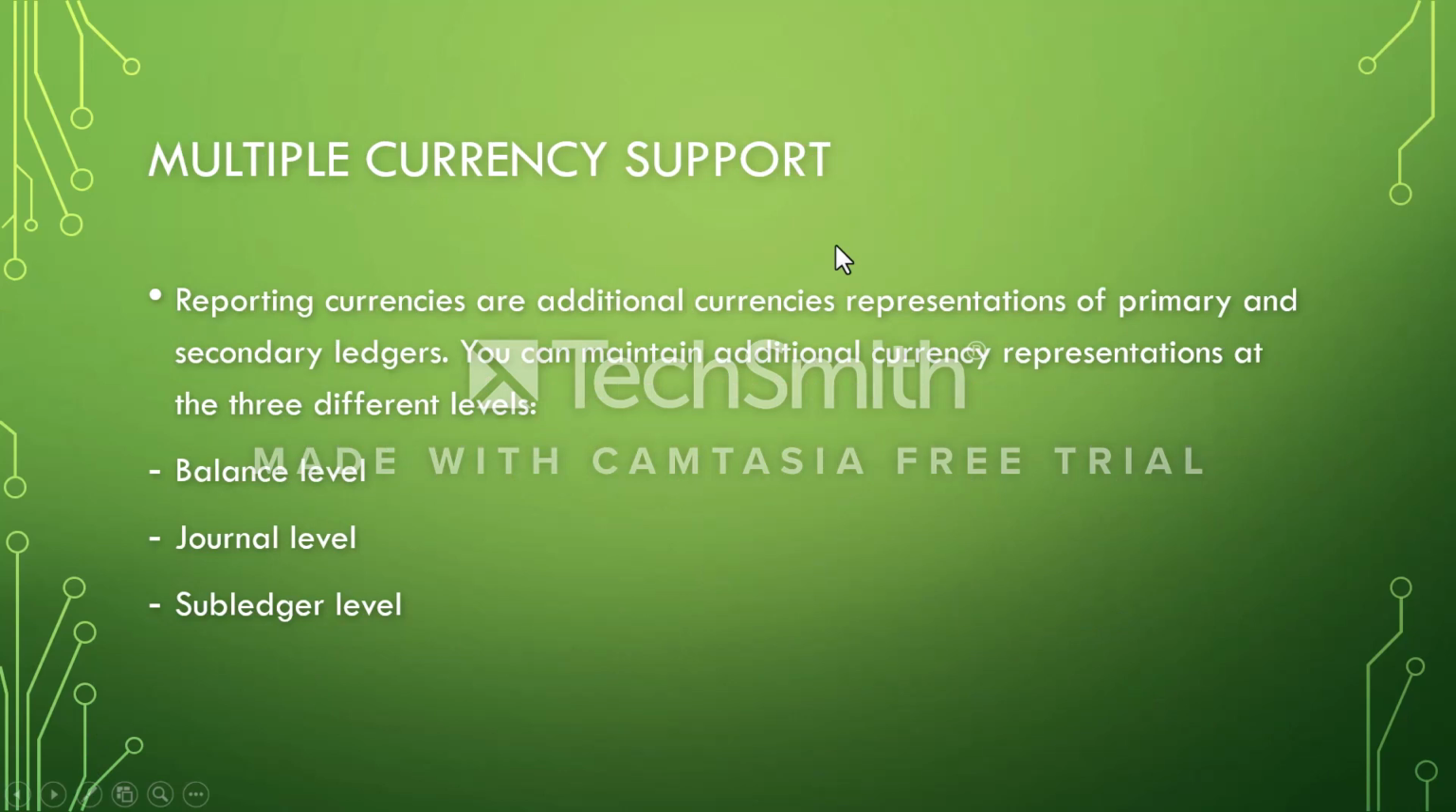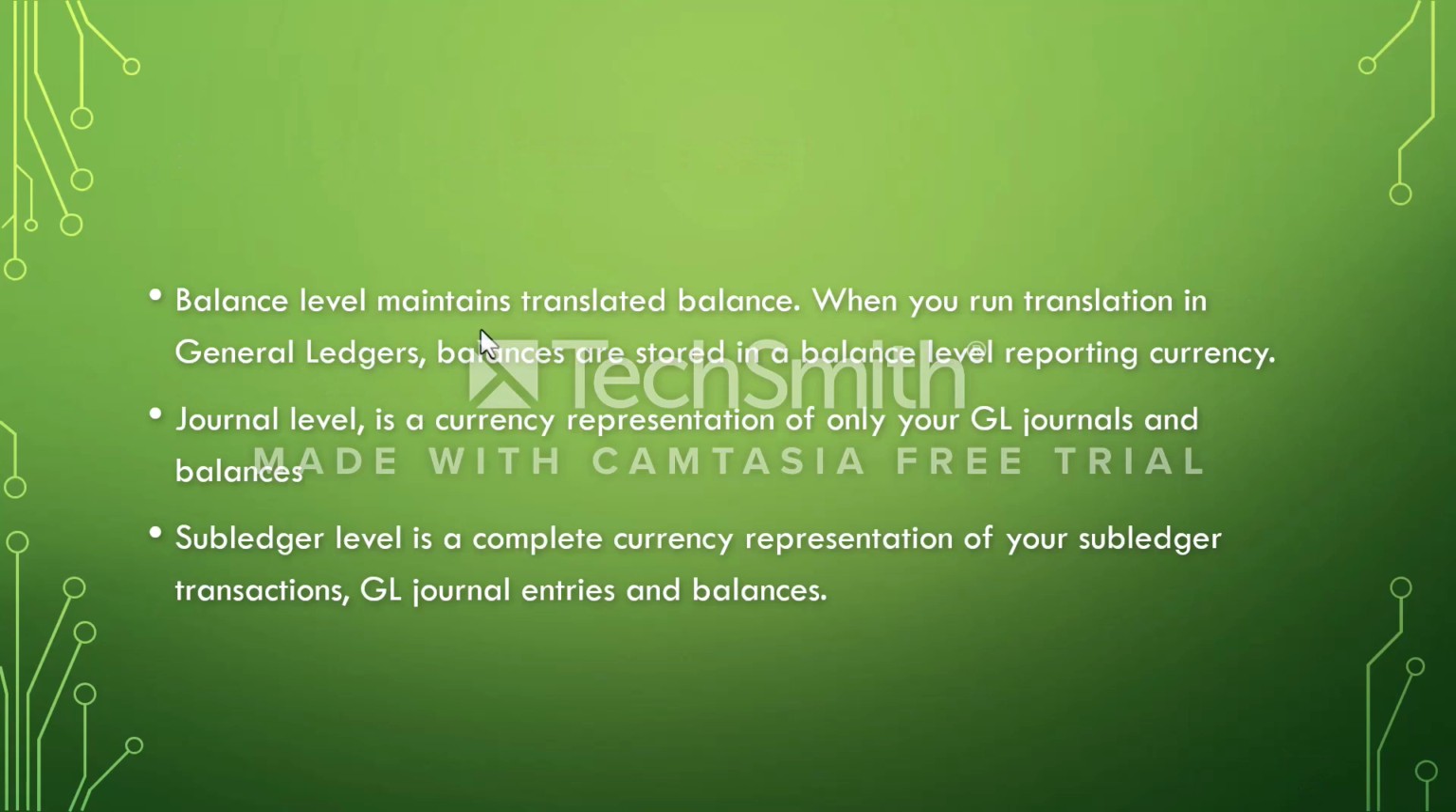Multiple currency concept. Reporting currency or additional currency representation of primary and secondary ledger. You can maintain additional currency representation at 3 different levels. Balance level, only at the balances, if you need it. Journal level, each and every journal. Subledger level, at the subledger. So we have to decide, once we are going to set this up, which level you need the multi-currency option. Balance level maintains translated balances. When you run translation in the general ledger, balances are stored in the balance level reporting currency. Journal level is the currency representation of your GL journals and journal balances. Subledger level is a complete currency representation of a subledger transaction, GL journal entry and balances. So these are the differences.